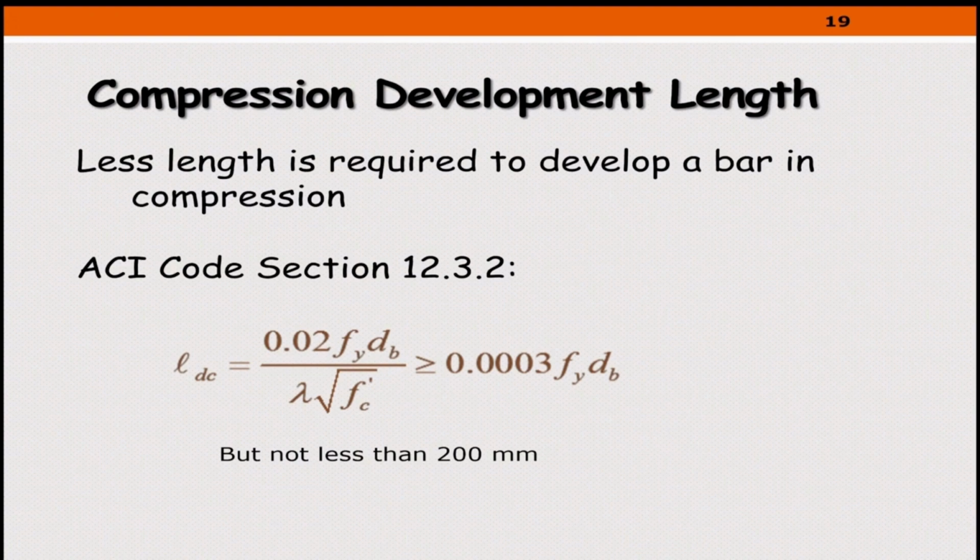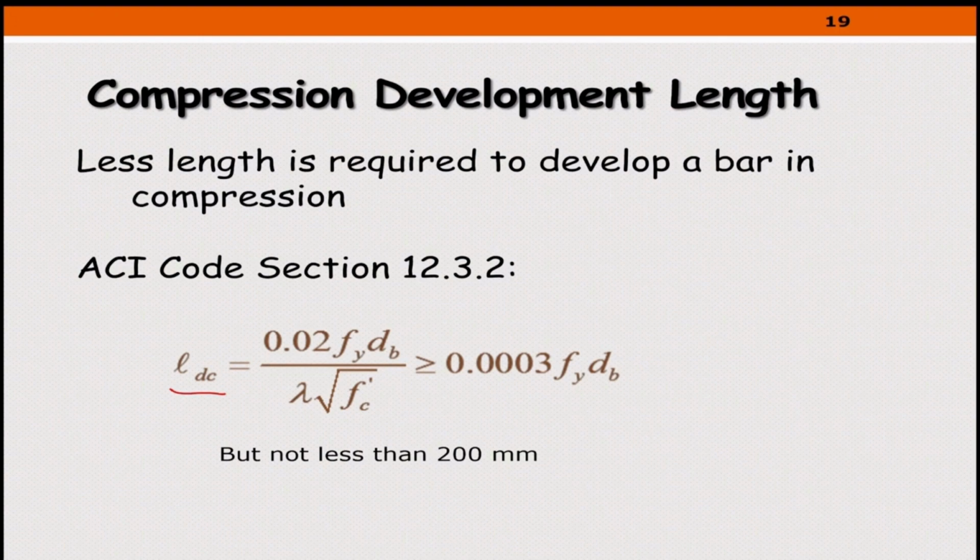Bars in columns are also developed, and because they are subjected to compression, there is also another equation that we use for evaluating the development length in compression. And the development length in compression doesn't require as many parameters as that used for tension development length.